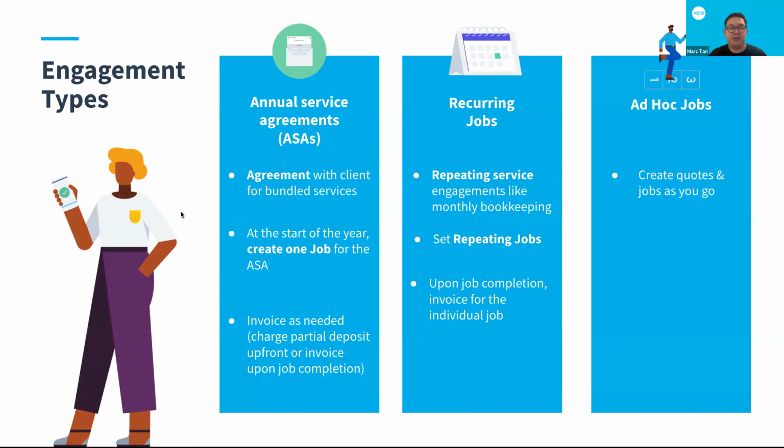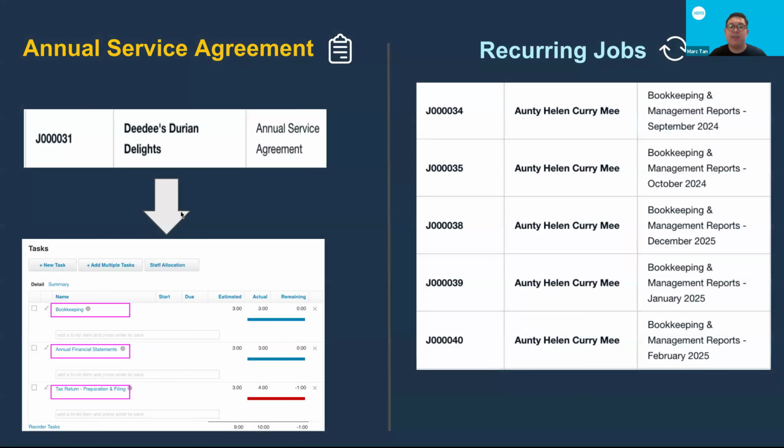All right. Now we'll let you look at some examples of how XPM can manage your ongoing client engagement. On the left, we have the ASA model. This is where you can create one single job for the entire year that covers all the services for a client. And on the right is recurring jobs. This is often the preferred method for firms that have a high volume of recurring work. Instead of one annual job, you can create a new separate job for each service period. My colleagues, Howie and Stephanie, will take you through further in the demo later on.